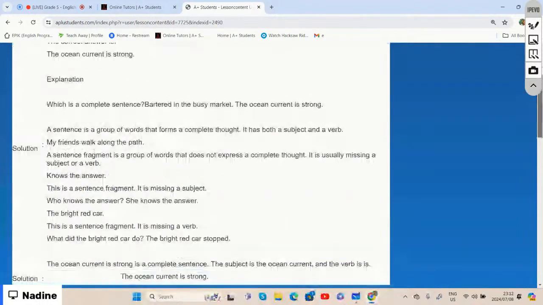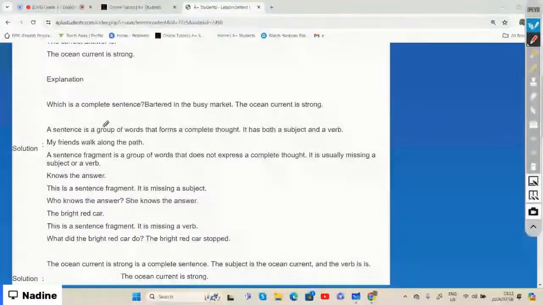Okay, so if we look at it, it says here that a sentence, right? This is not a complete sentence. So a sentence is a group of words that forms a complete thought. It's a complete thought, right? And a complete thought has both a subject and a verb, right? So a sentence is a group of words that forms a complete thought, and this group of words has a subject and it has a verb, right?